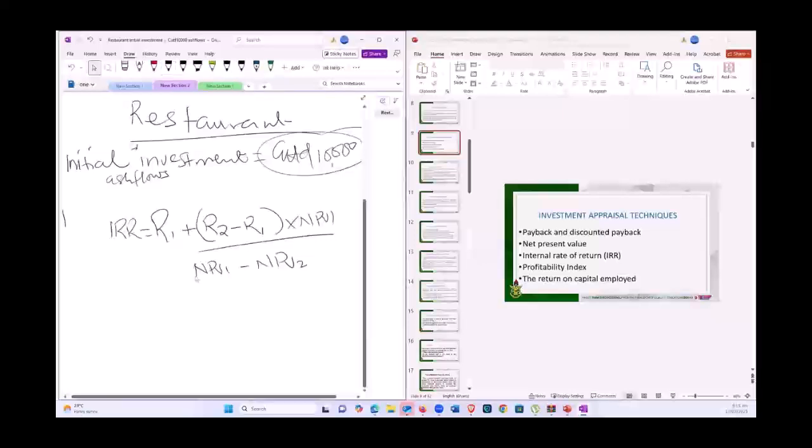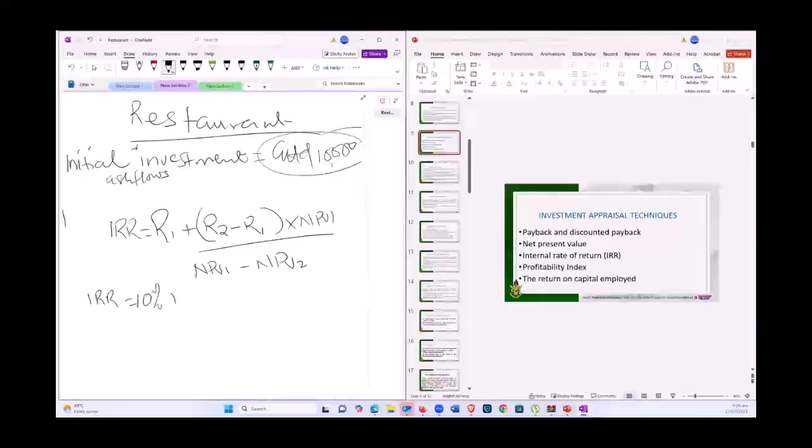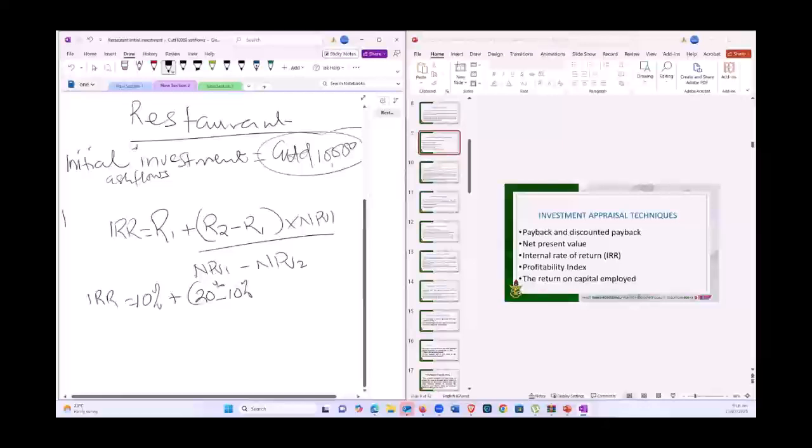Okay, so let's input the figures we have into this formula. Our internal rate of return becomes R1. How much is R1? 10%, right? Plus our R2 is 20%, minus 10%. How much is our NPV1? NPV1 is 2,763.77 or so. Please give me the NPV1. 2,763.77.